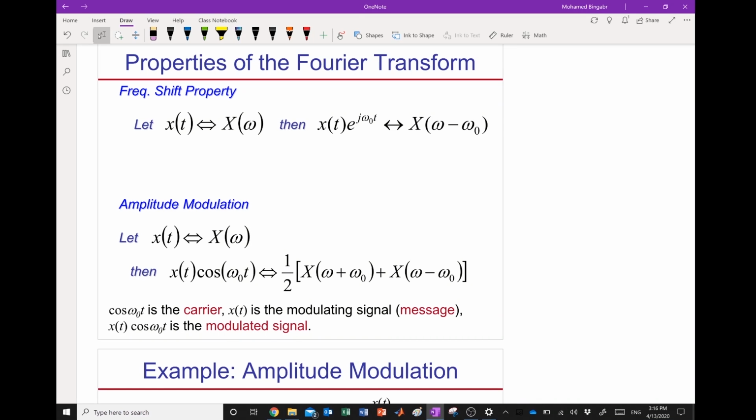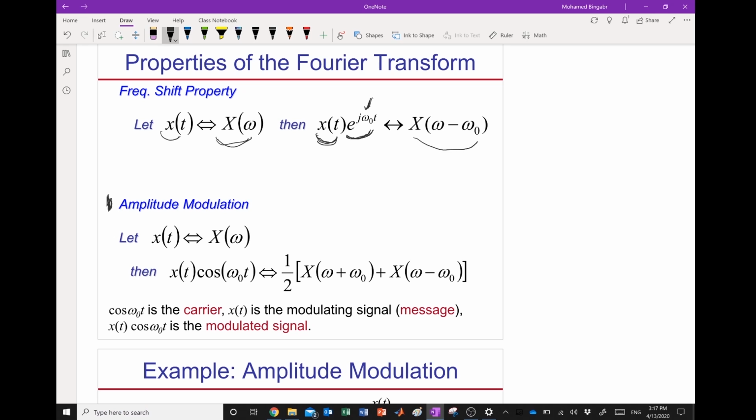Hello everyone. Let's review this very important property, and it has a lot of application. So if you have a signal x of t, and that's the Fourier transform, what happens when you multiply this signal by this exponential? You basically shift the spectrum of x of t, which is x of omega, to be centered around this frequency. So it will be x of omega minus omega 0.